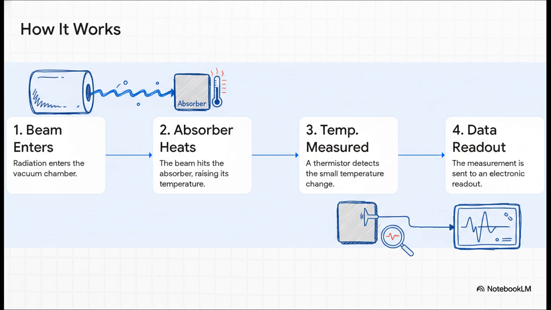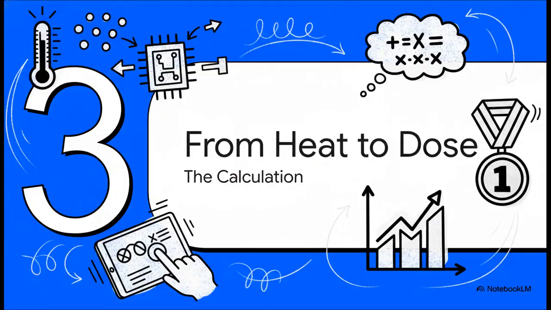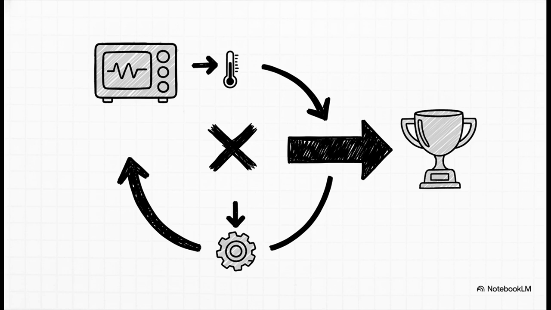It detects that minuscule temperature change and turns it into an electrical signal that we can actually read and analyze. All right, so the machine did its part. We've got our temperature reading. Now for the fun part, turning that raw data into the actual dose. Let's do the math. And this brings us right back to where we started, to that beautiful, simple formula.